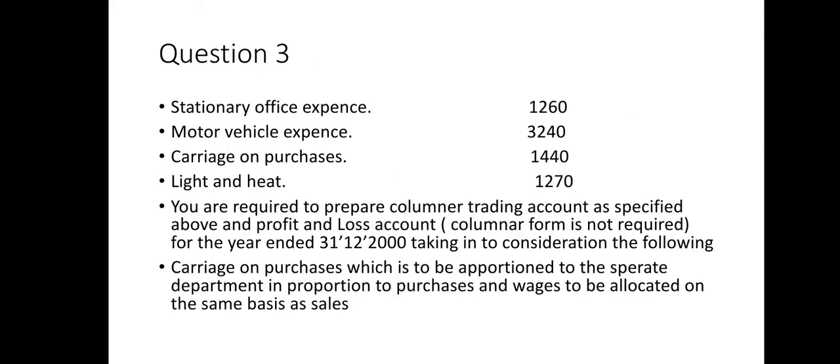Okay, stationery office expense 1,260, motor vehicle expense 3,240, carriage on purchases. Stationery office expense and motor vehicle expense appear on the debit side of the profit and loss account, and we will distribute these amounts between Department A and Department B.